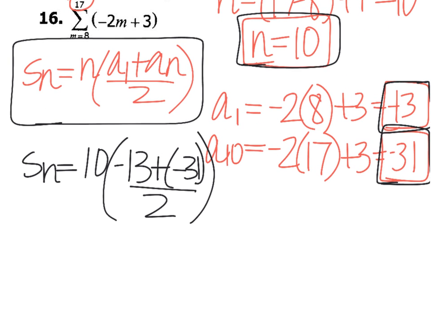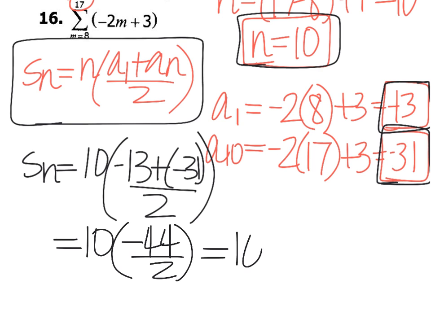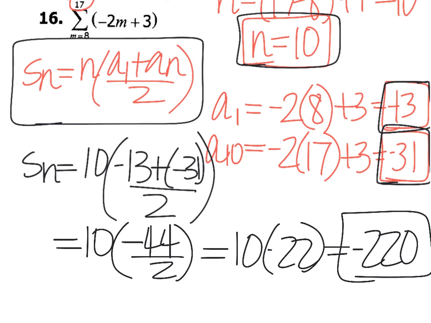Then we're just simplifying. We've got 10 times negative 44 divided by 2. That gives us 10 times negative 22 equals negative 220. And that's our final answer.